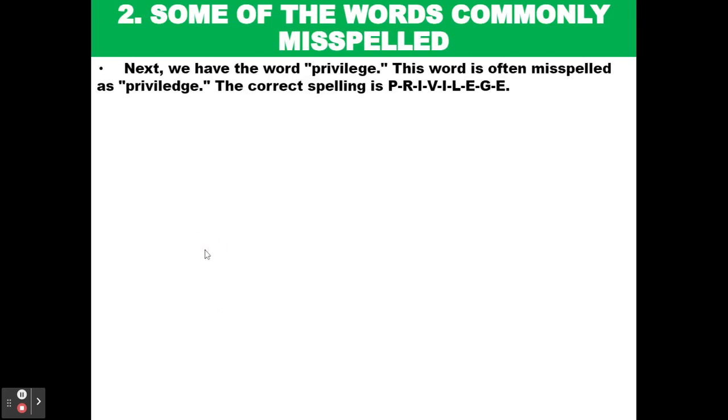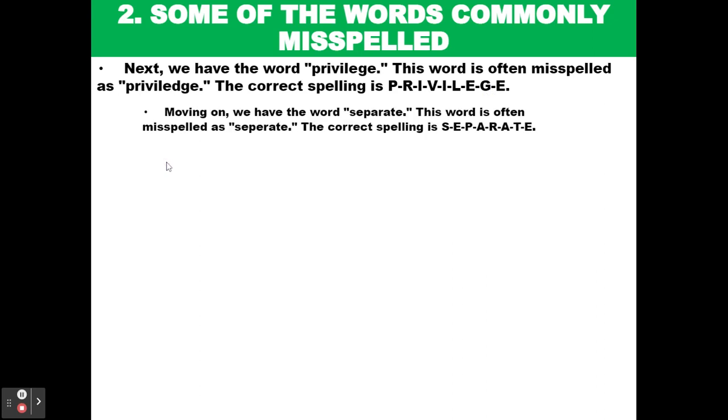Next, we have the word privilege. This word is often misspelled as Privilegedge. Because when you look at the word knowledge, some people use that preconception, and they expect that privilege must have DG, but that's not correct. The correct spelling of privilege is PRIVILEGE. So there is no D before G in privilege.